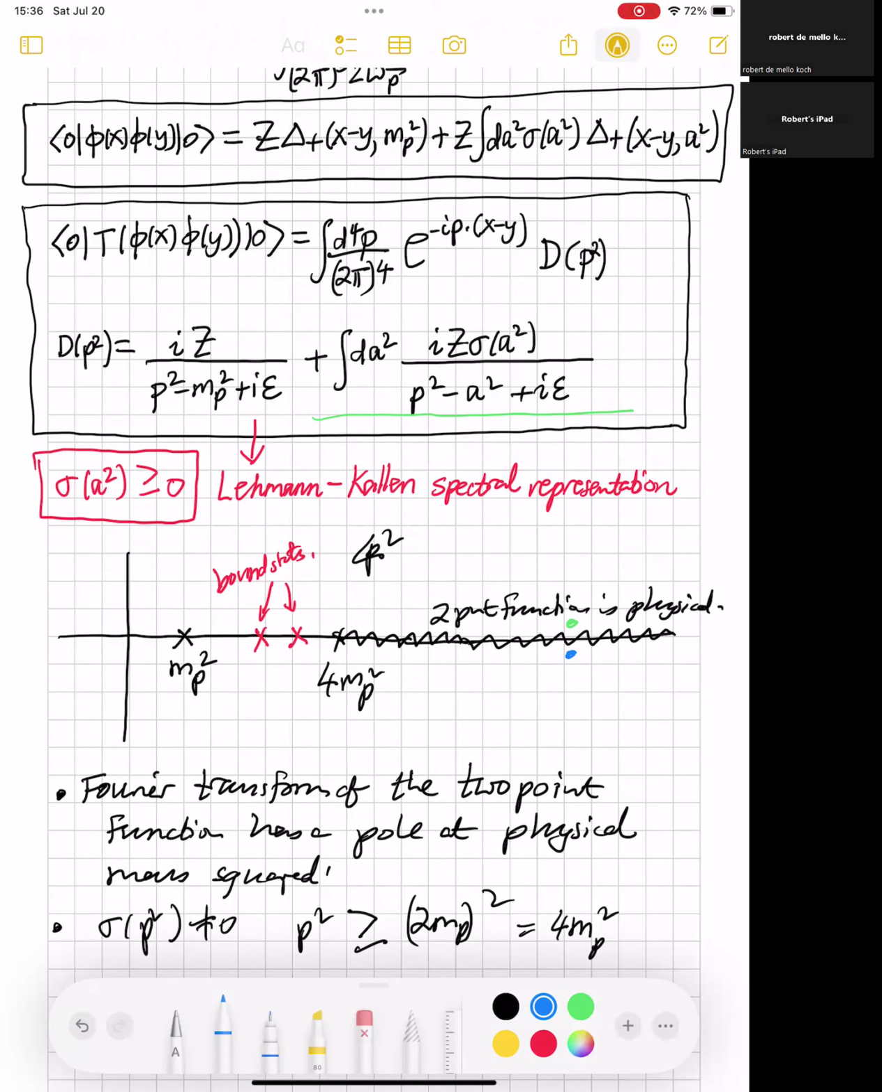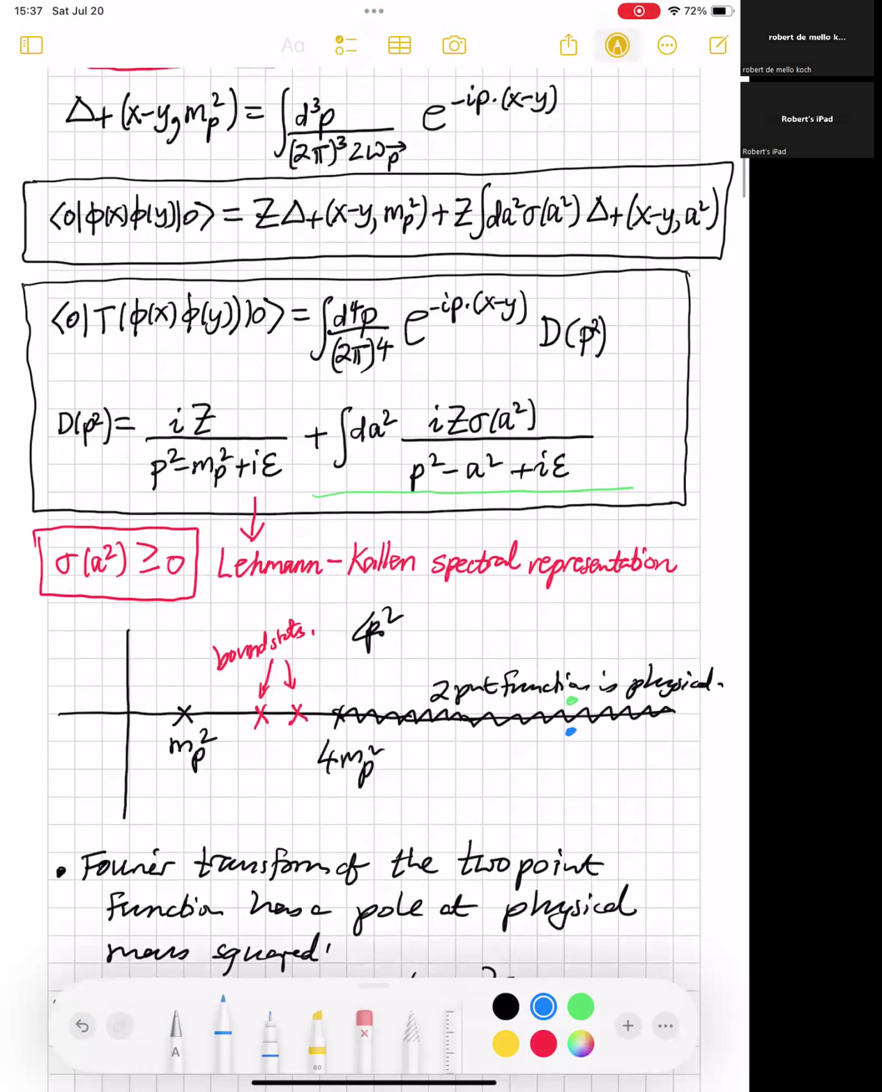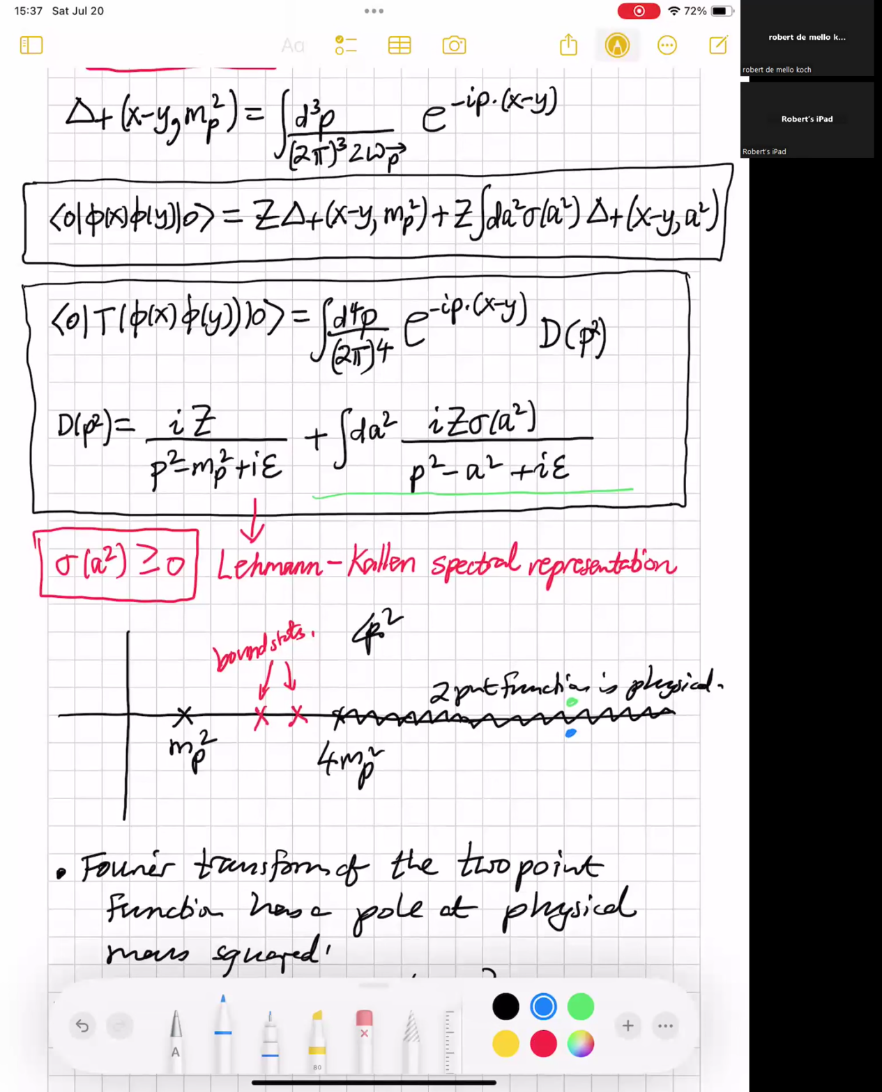What is the value of d of p squared for p squared real? It's the value that you'll get for the two-point function just above the cut. Good. These are exact statements about the structure of the two-point function, and we're now ready to get to the heart of this matter of renormalization.